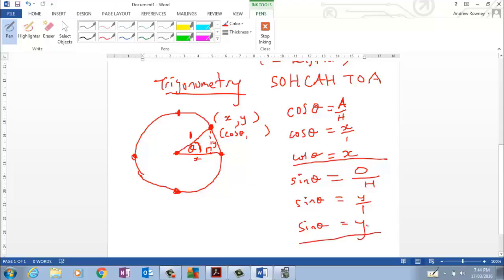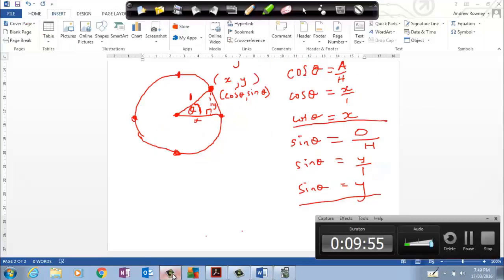So now we can come back and add that into here. And so now we know there are 2 ways of saying the coordinate: x, y or cos theta, sine theta. Right, so you just have to commit that to memory, that the cos value is associated with the x value, the sine value is associated with the y value.